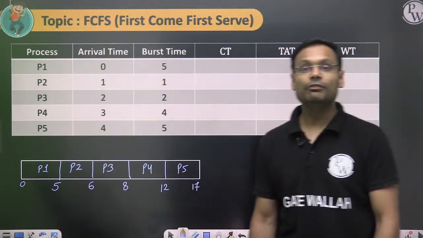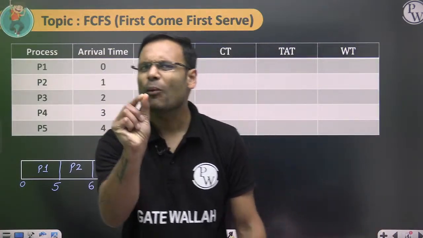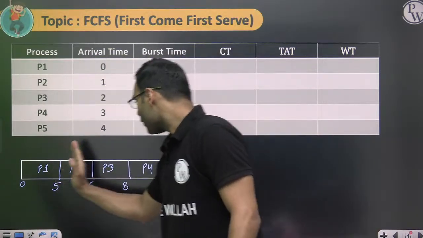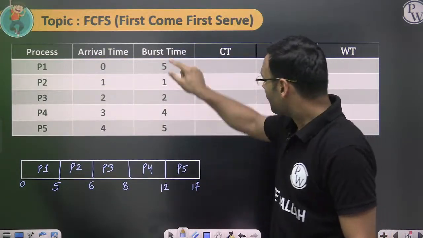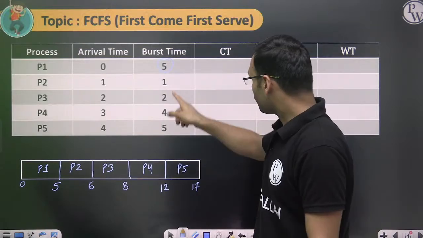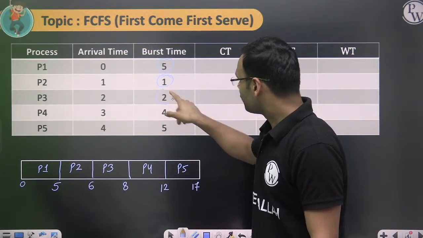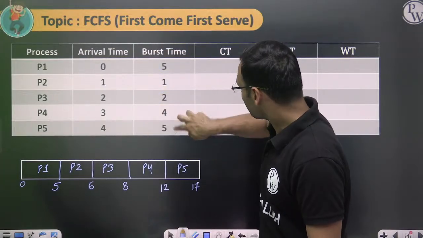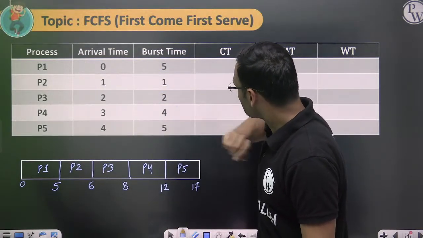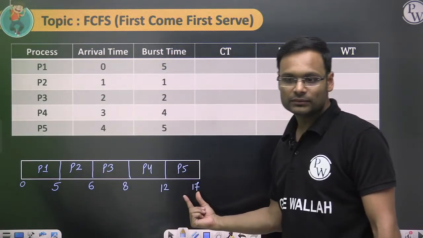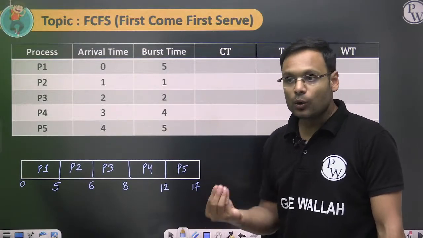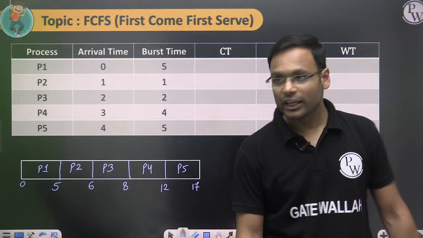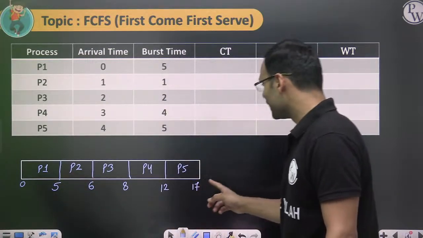Now I'll give you a small detail: the total time for which the processes are running. P1 runs for 5 time units, P2 for 1 time unit, P3 for 2 time units, P4 for 4 time units, P5 for 5 time units. Total is 5 plus 5 is 10, 15, to 17. So you can do one small verification of your calculation, to check that you did not make any mistake.